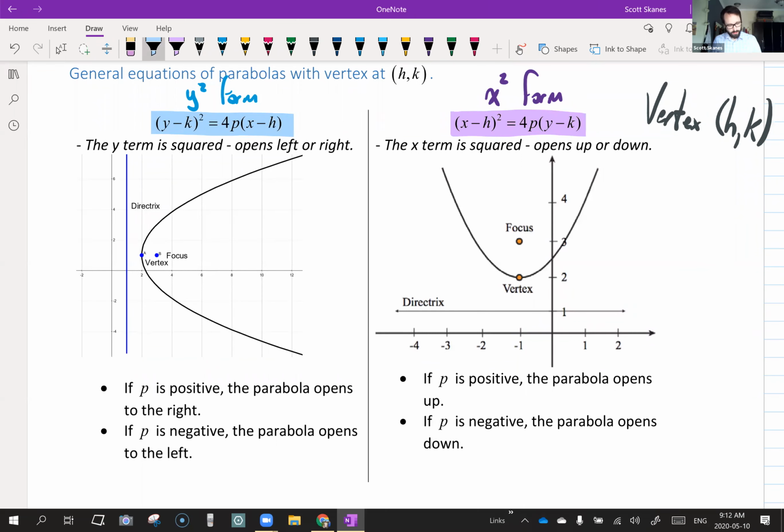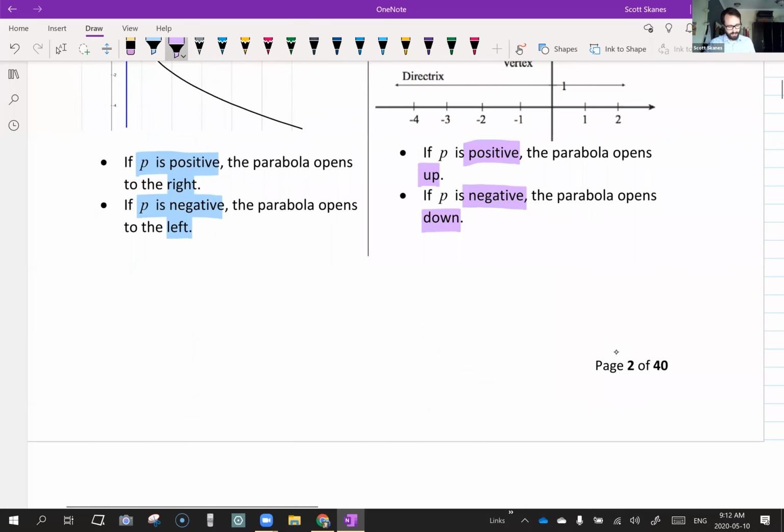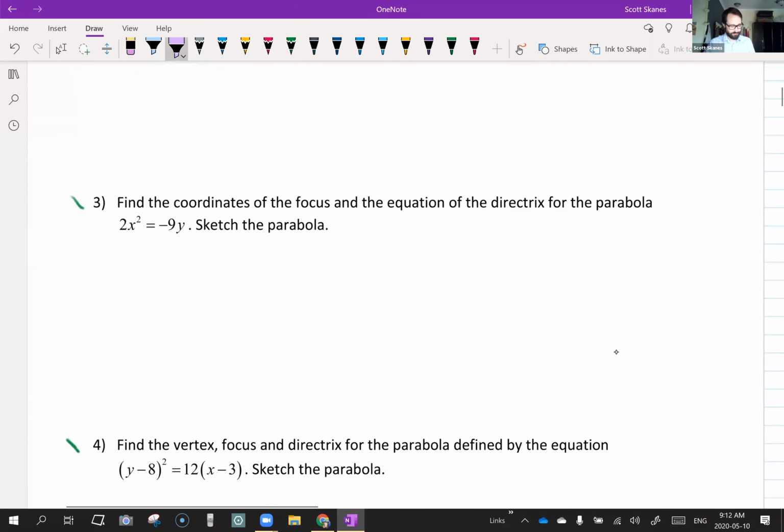And again, all of our basics: if p is positive, it opens right. If it's negative, it opens left. On the other case, if it's positive, it opens up. If it's negative, it opens down. But the best way to understand this stuff is through an example. So let me move on to an example so you don't fall completely asleep.